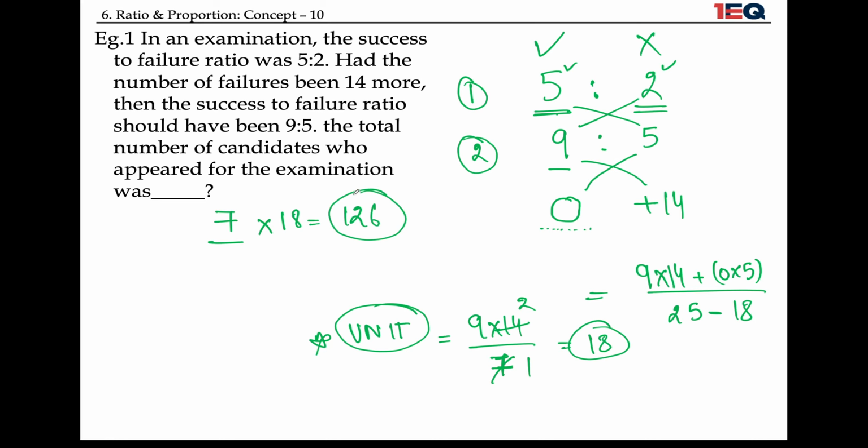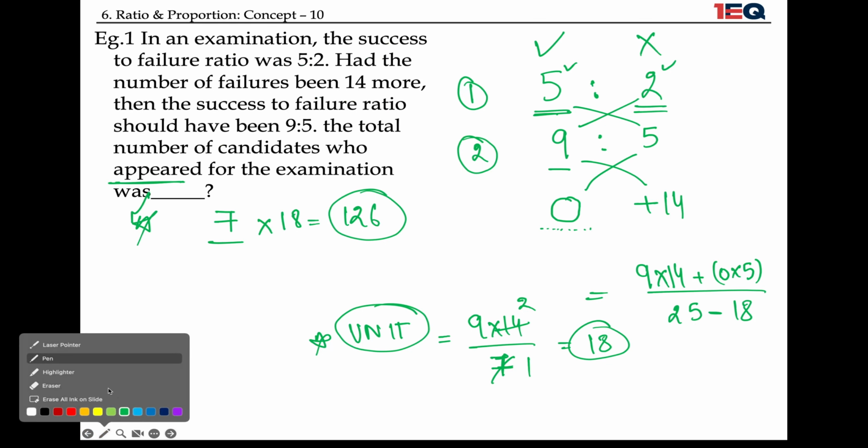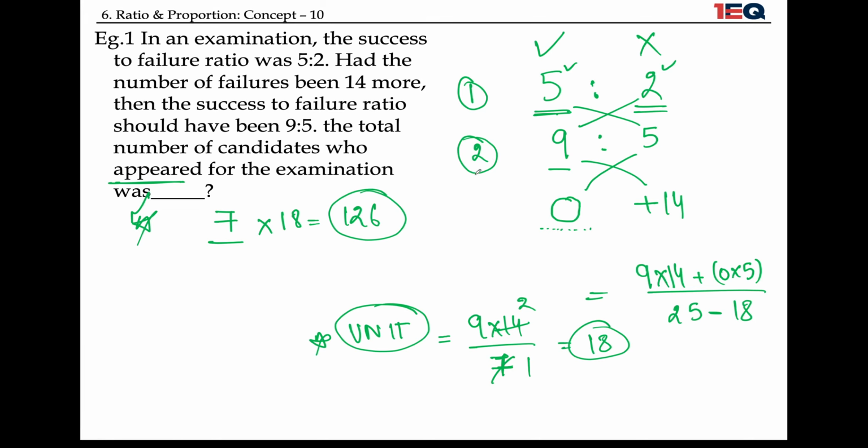7 into 18 would give me the value of 126, and which would be the total number of candidates who appeared for the examination. Okay, total number of candidates who appeared for the examination, 7 into 18. I hope I made myself very, very clear in this video, in this particular question.